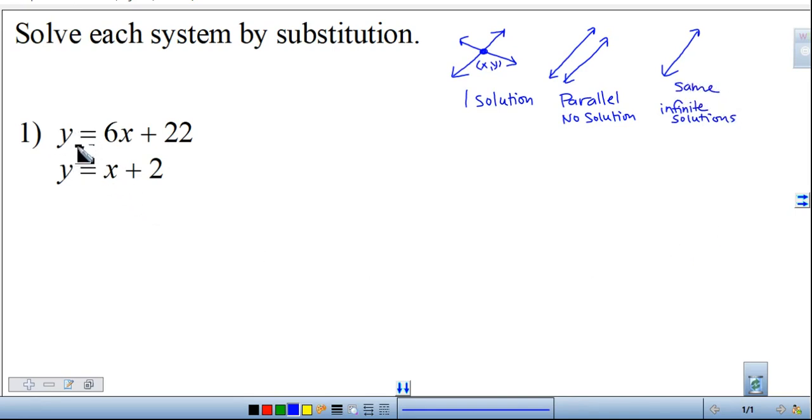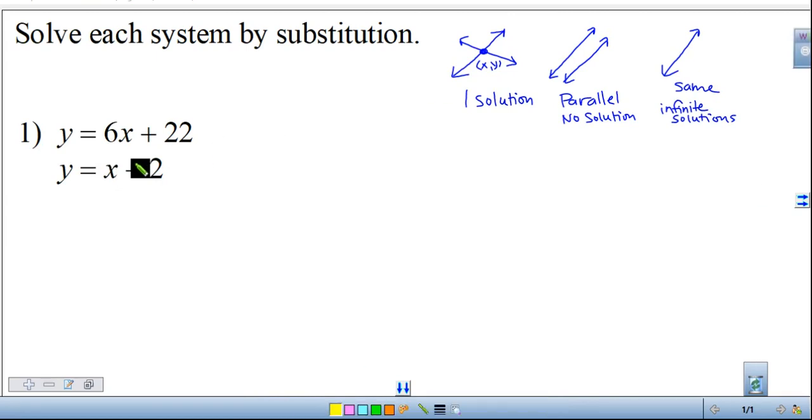So in number one, the first step typically in substitution is to take one of your equations and solve it for a variable. You'll notice that both of these are already solved for y, meaning that y is all by itself. So we can go ahead and make the substitution.